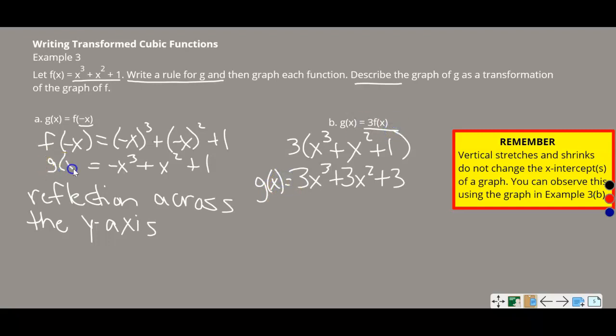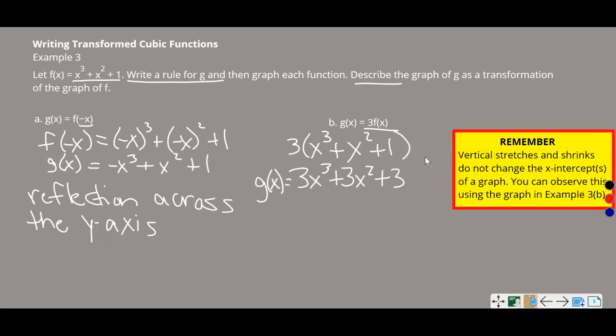This one is also g of x. I forgot to write that down, but g of x equals f of negative x in this case, and over here, g of x equals 3 times f of x. So all we have to do is take 3 and multiply it by f of x. It says to describe the graph: that 3 is a vertical stretch by a factor of 3. A vertical stretch means it's by a factor of a. So the a in this case is 3.